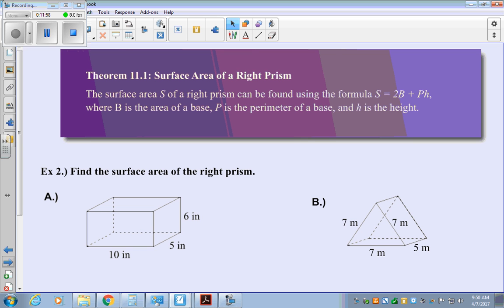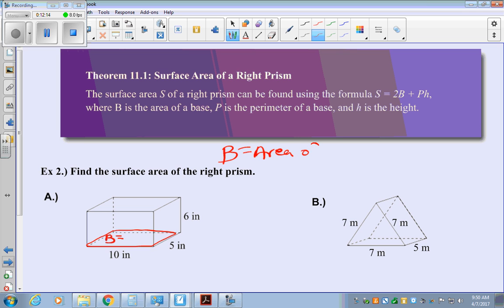So I'm going to let the bottom be the base of this guy. So the area of this base, or our big B in our formula, you're going to have to really watch it. Big B is different than little b. Little b is the base times height that we've been using. So we got 50 inches squared for the area of the base.